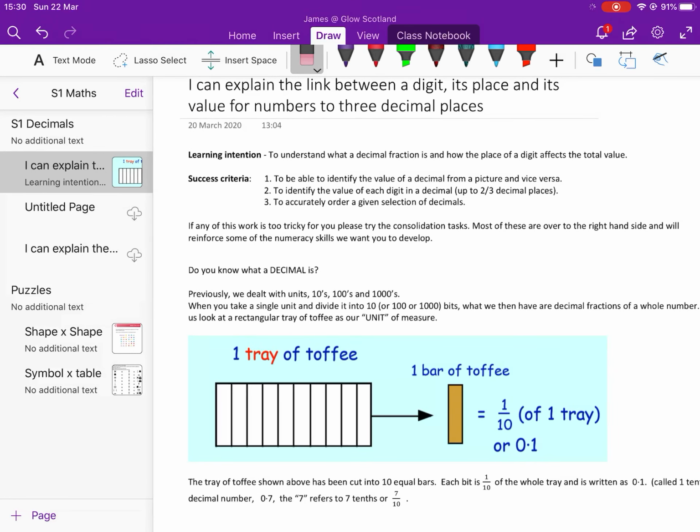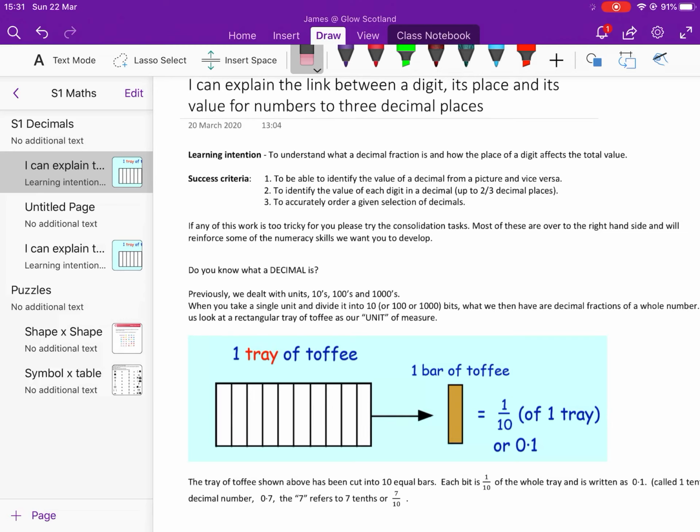So we're going to look at decimal fractions, know what that is, how to write it, and how the place value works with decimals. Success criteria is to be able to identify the value of a decimal from a picture and vice versa. We're going to identify the value of each digit in a decimal up to 2 or 3 decimal places, and we want to accurately order a given selection of decimals.